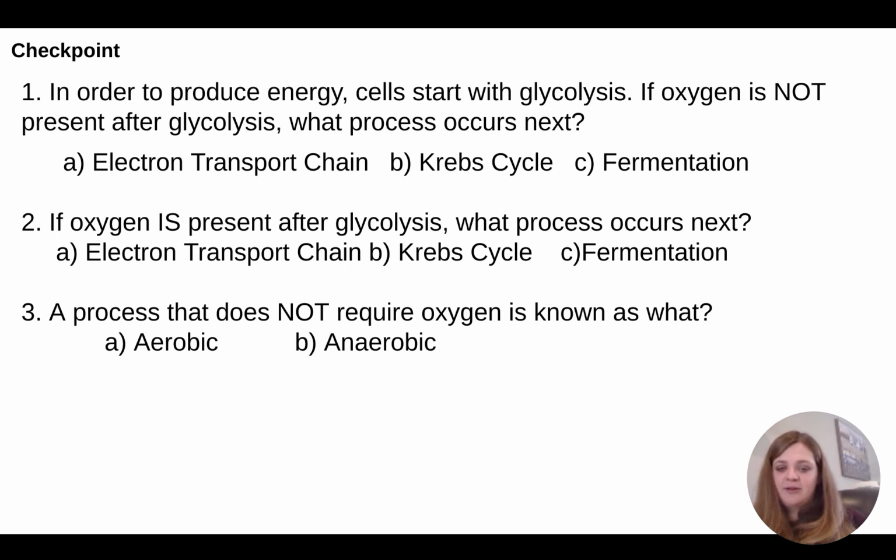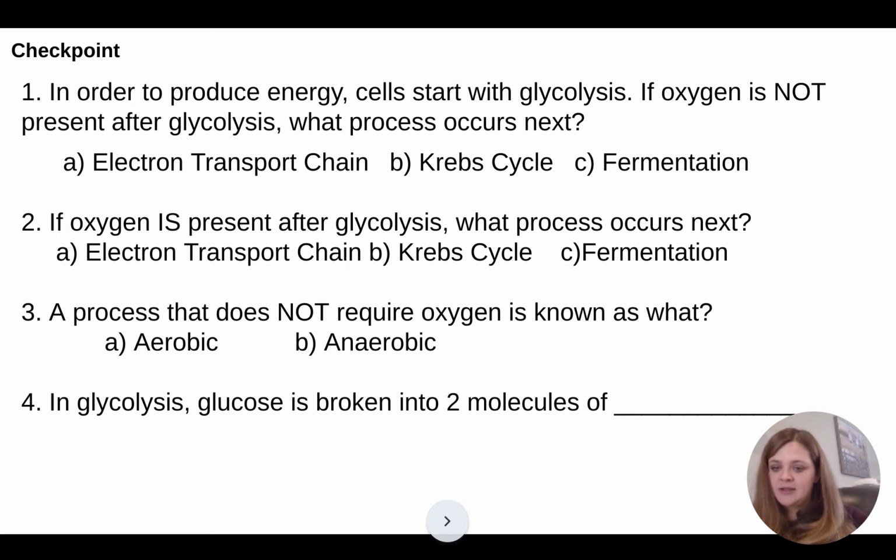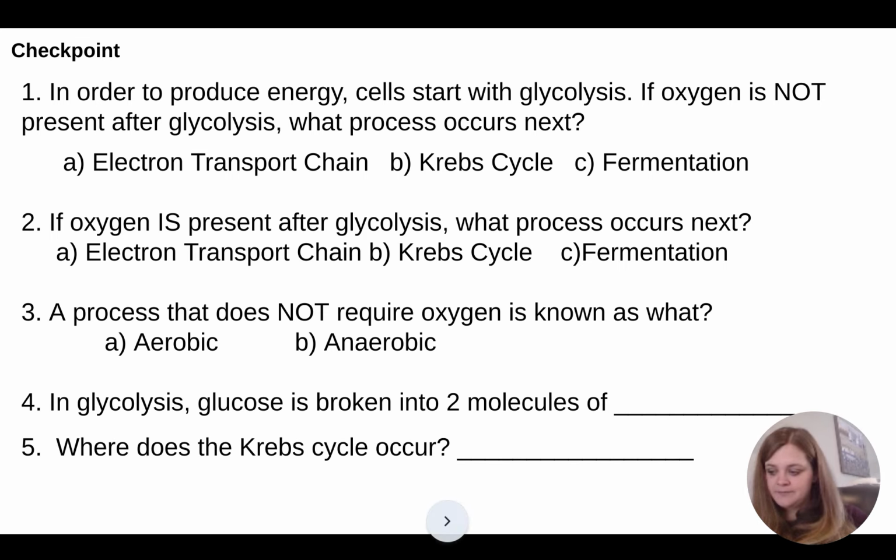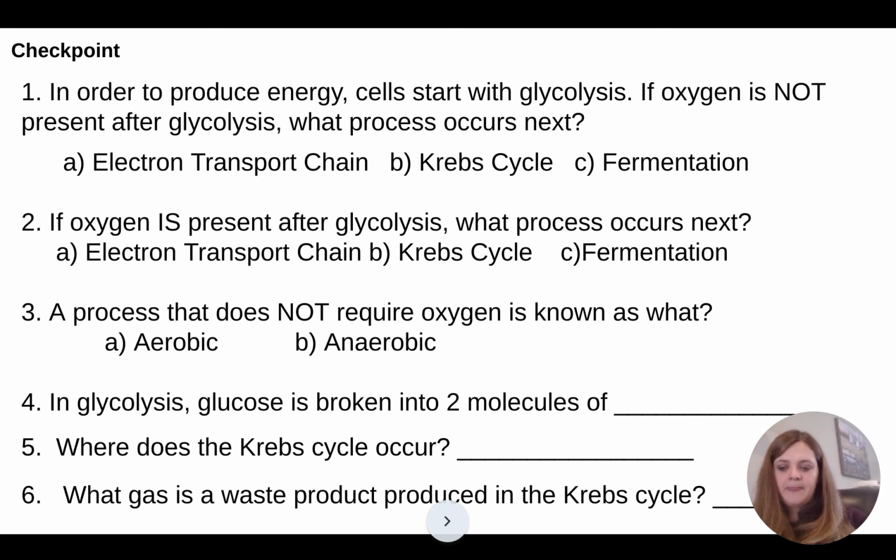A process that does not require oxygen is also known as what? Aerobic or anaerobic? This one should be anaerobic. In glycolysis, glucose is broken down into 2 molecules of, should be pyruvate. Where does the Krebs cycle occur? So the Krebs cycle occurs in the mitochondrial matrix. What gas is a waste gas produced in the Krebs cycle? Should be carbon dioxide.